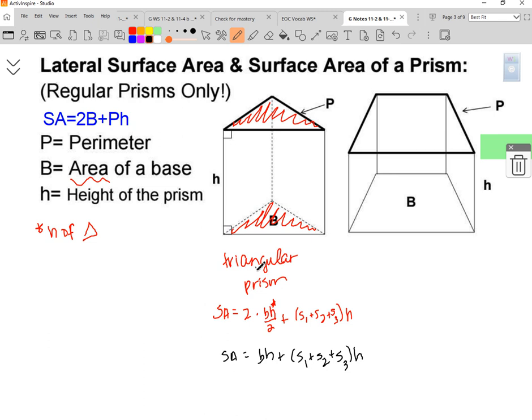If for some reason we're finding the surface area of a triangular prism-shaped box or something, and there's not a top on it, you'd have to do base times height divided by 2. But this is if all the faces are included in the surface area. Any questions?